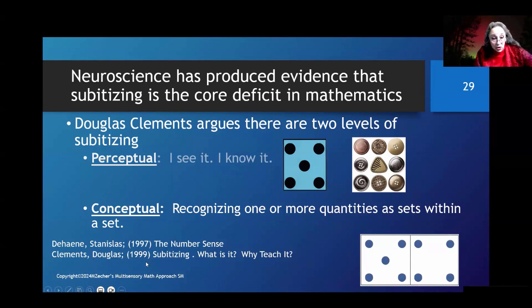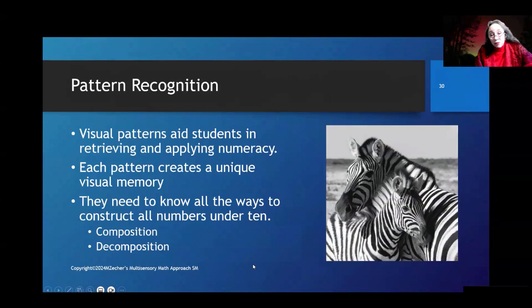Now, the article is called Subitizing. What is it? Why teach it? And you can find it online. It's a good read and really informative. Pattern recognition is something we're going to find in all of the animal kingdom. Here we see a mother zebra who takes her baby away from the herd until it recognizes the pattern of her stripes. It's really dangerous for a mother and infant to be alone, but she has to make sure that baby knows her stripe pattern.